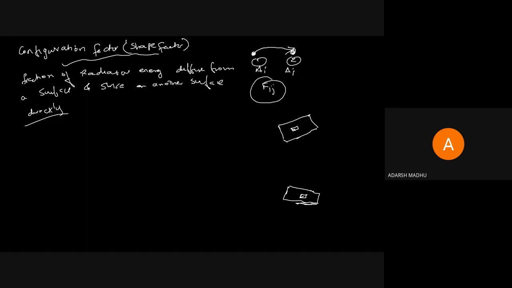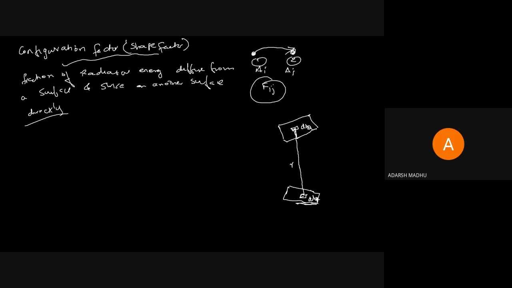Okay. Then the straight distance between them is r. And normal to the body is dA1. Area A1, which is a small area we are taking, is dA1, and this is dA2, which is also normal. So this is dA2, this is dA1.